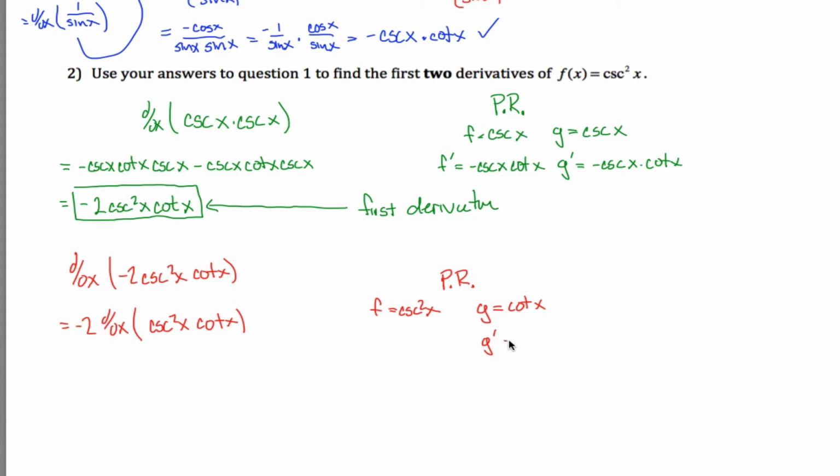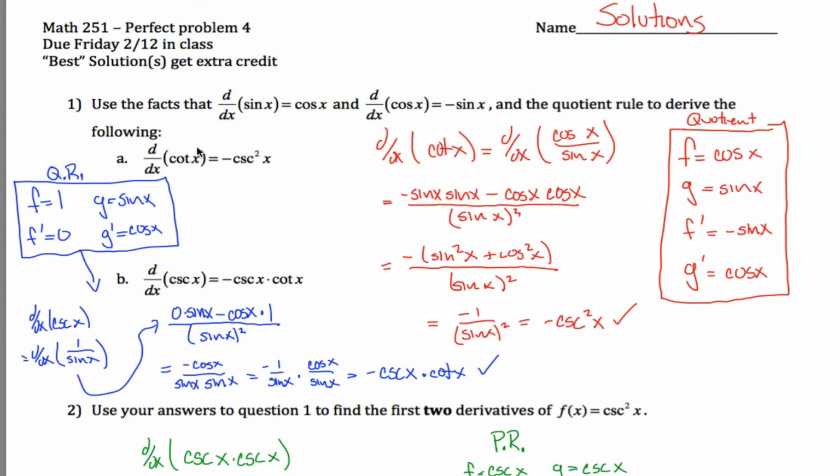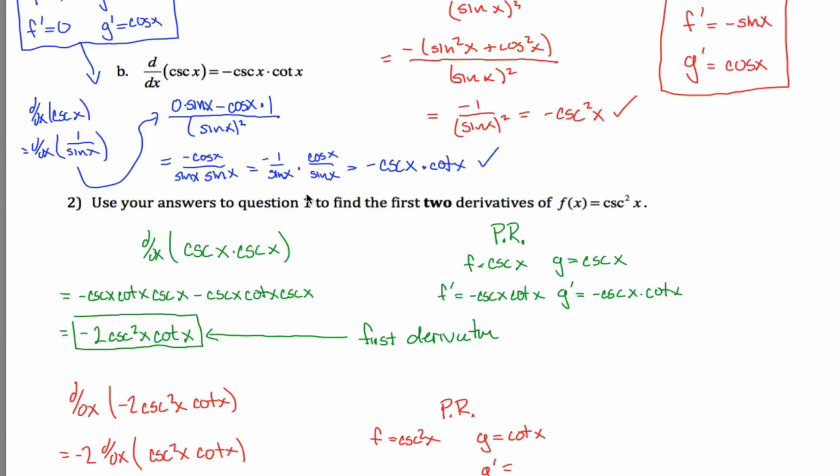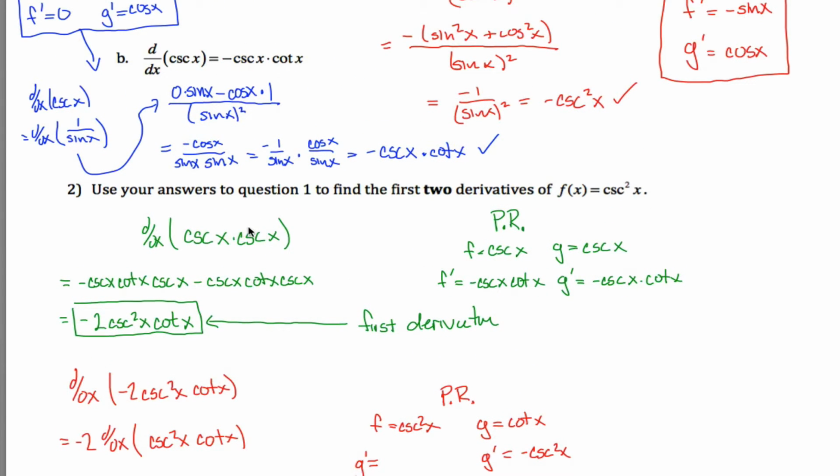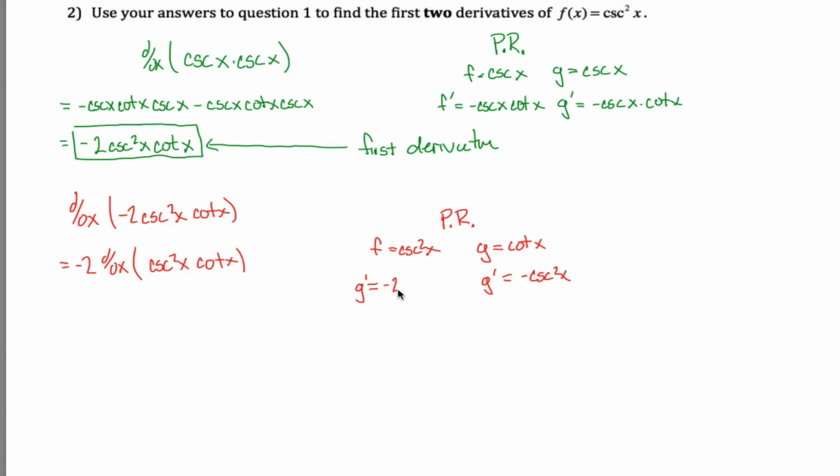And the nice thing about g is g prime is immediate, because it's up here. We figured out that the derivative of cotangent is negative cosecant squared. But what about the derivative of cosecant squared? You might think that you have to use the product rule there. And I understand your logic for wanting to use the product rule there. It's cosecant times cosecant. But notice, that's exactly what we did up here. We already showed that the derivative of cosecant is this. So I get that f prime is negative 2 cosecant squared x cotangent x. And maybe I'll even say from first derivative.